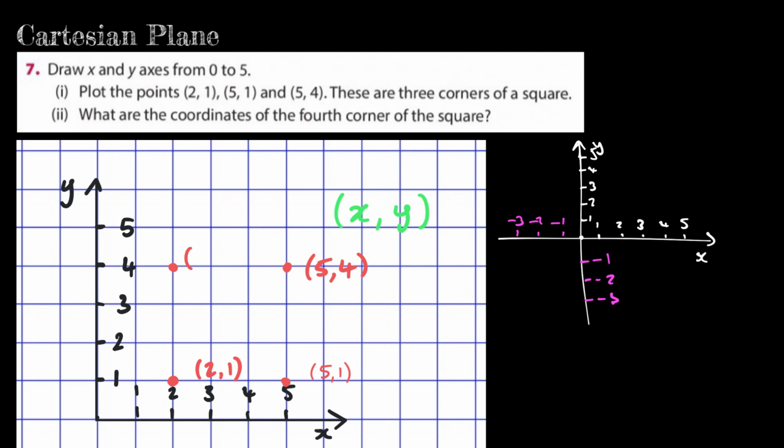And if I'm going to label that, it's going to be my x value is 2, my y value is 4. Okay, so that's all of them. 5, 1, I'll just make that a bit bigger. Okay, so that's that question done.